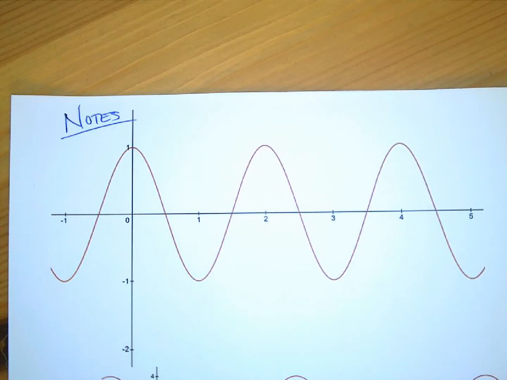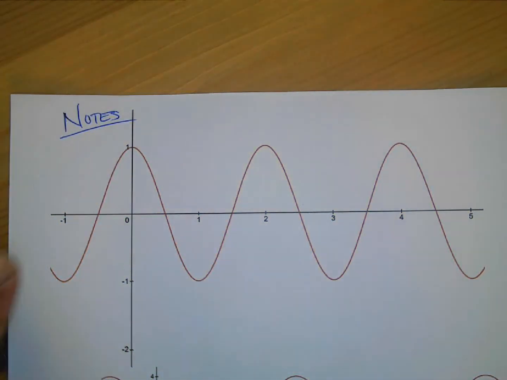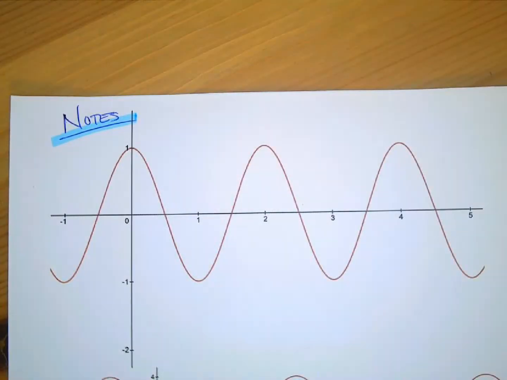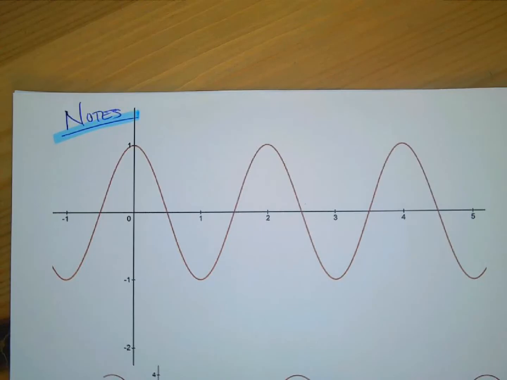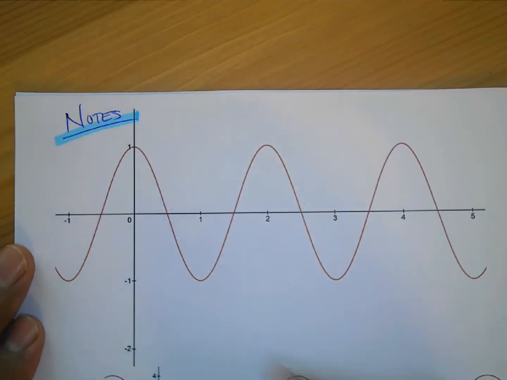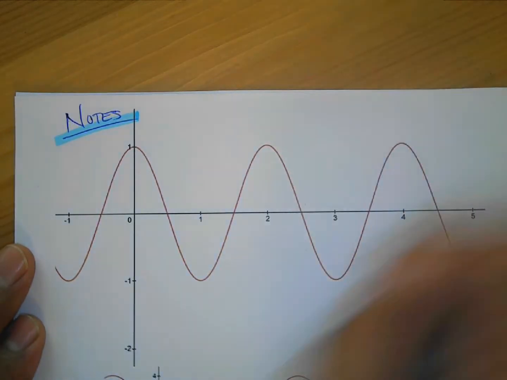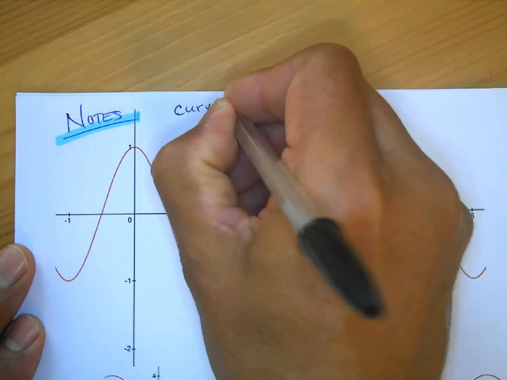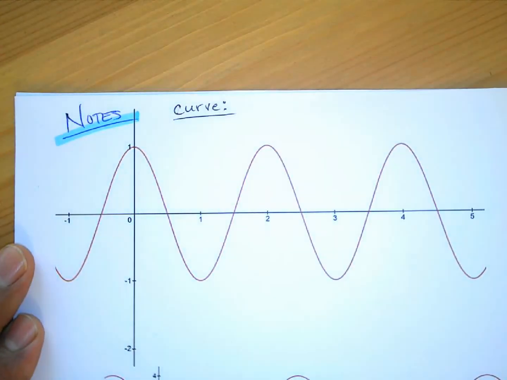Hopefully if you have a printer, you can print this paper out, a blank worksheet like the one I provided, and you can follow along here for the notes. Okay. So first let's name this curve. Is this a sine curve or a cosine curve?